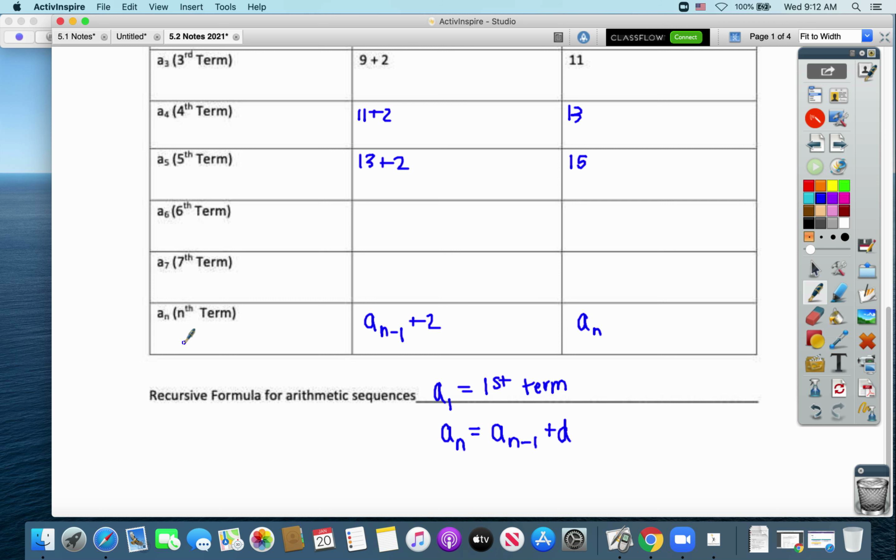Okay, so the recursive formula for arithmetic sequences, we write a sub 1 equals the first term, and a sub n equals a sub n minus 1 plus d.